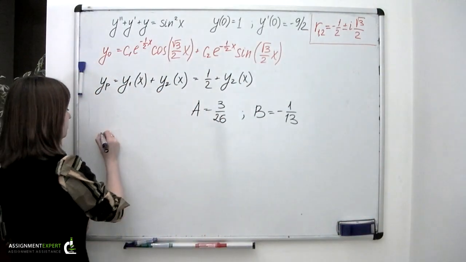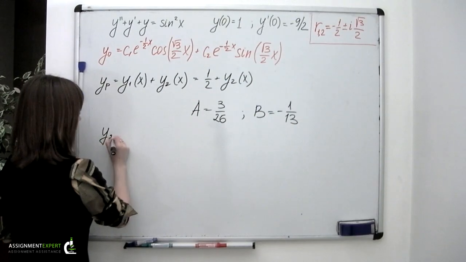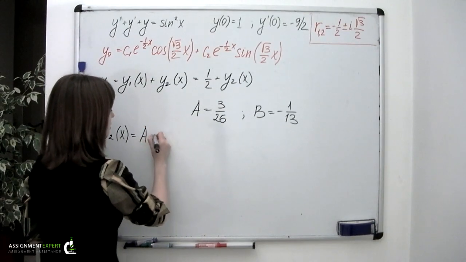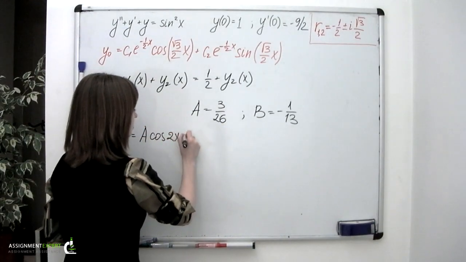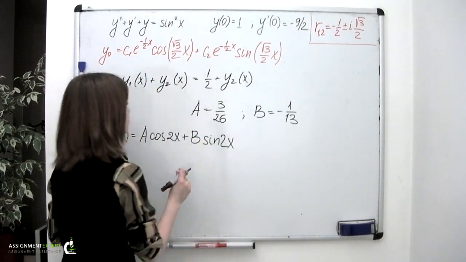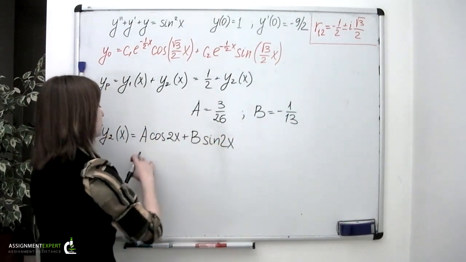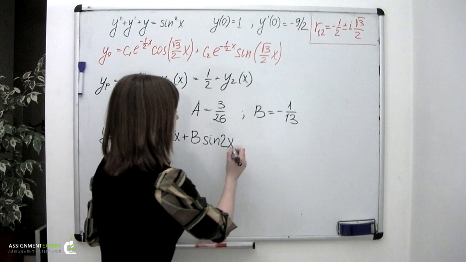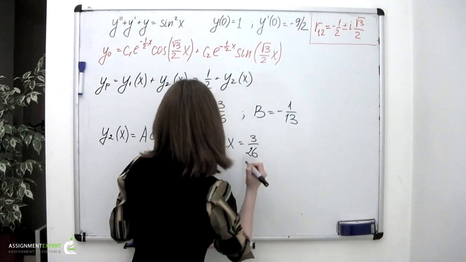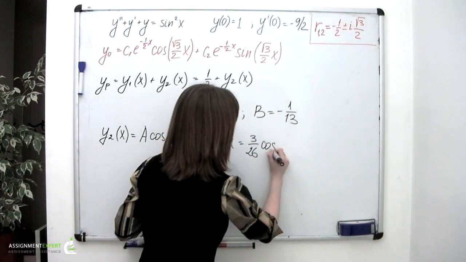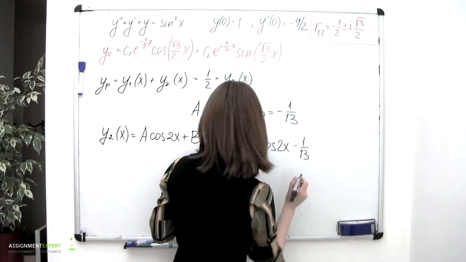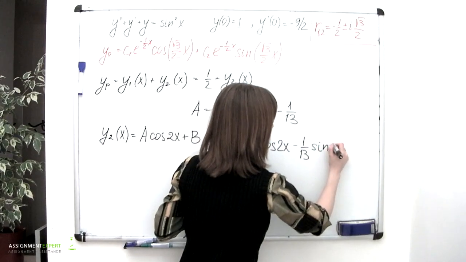Now, as we can remember, the y sub 2 of x was written in the form a times cosine of 2x plus b times the sine of 2x. And now, as we found these a and b coefficients, we can substitute them into this expression. And so we go 3/26 times the cosine of 2x minus 1/13 times the sine of 2x.